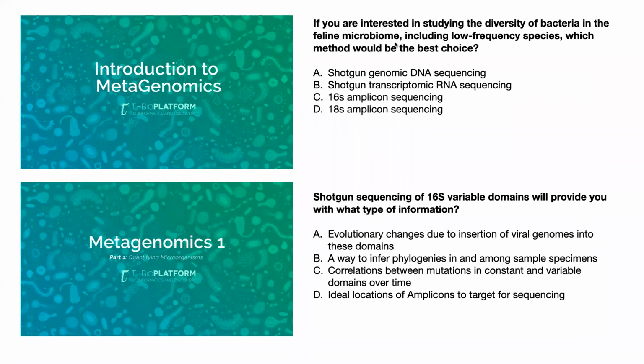Okay, so let's take a look at what are these options. So A, shotgun genomic DNA sequencing. B, shotgun transcriptomic RNA sequencing. C, 16S amplicon sequencing, and D, 18S amplicon sequencing. So let's talk about what are these different types of data. We'll talk about this in greater detail, but just to answer this question. So the answer for this is actually, the correct answer is C.